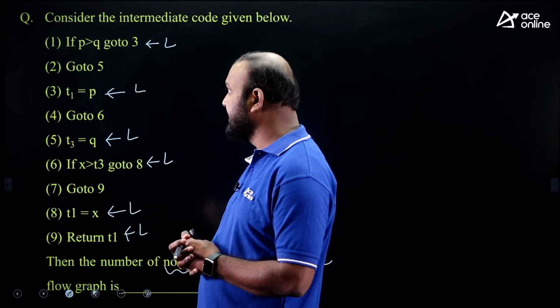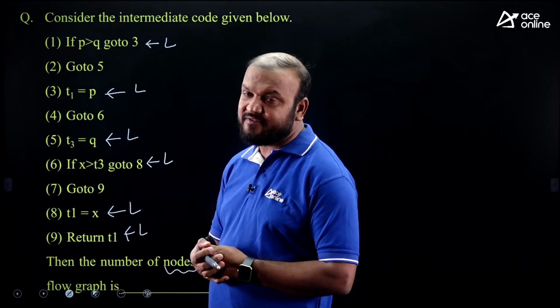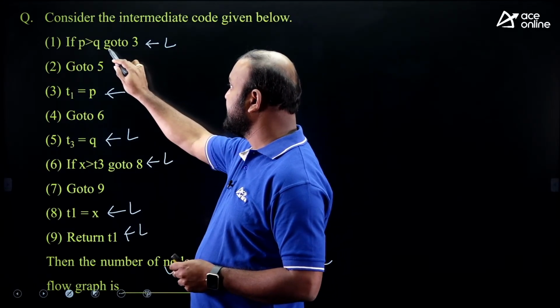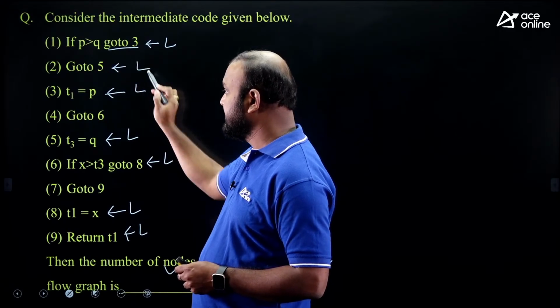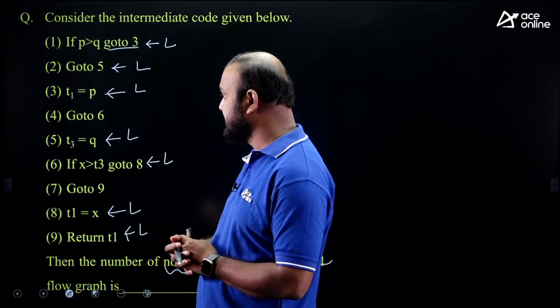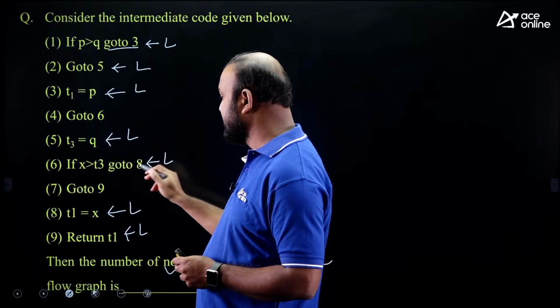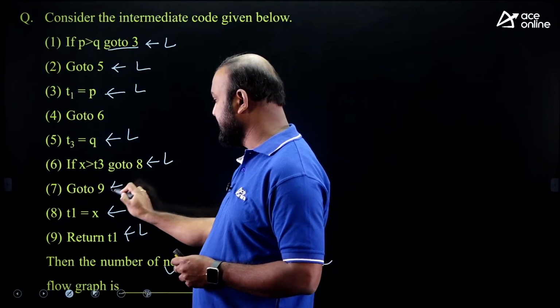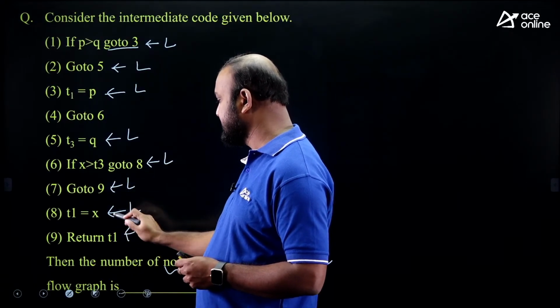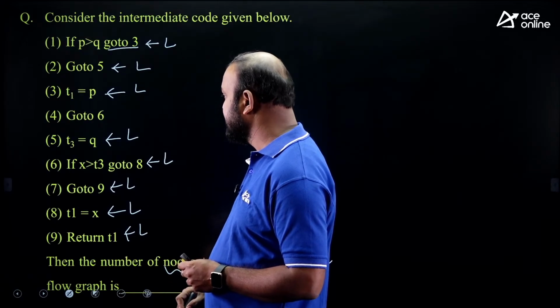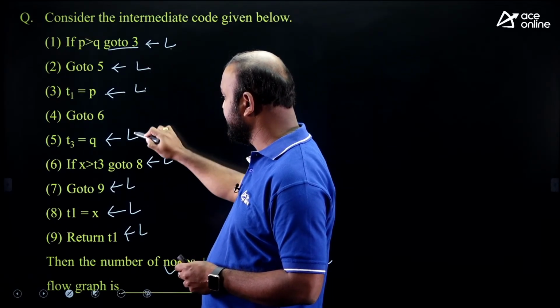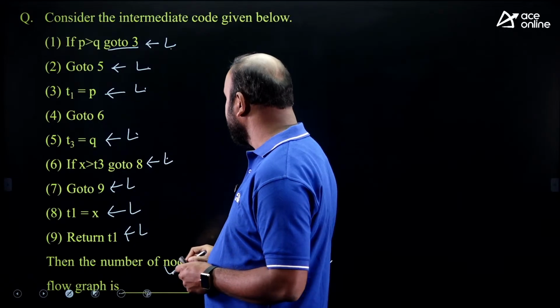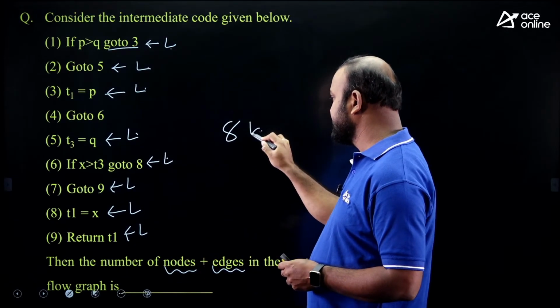And the statement immediately after a go to is also a leader. This is a go to statement, its immediate next statement is a leader. This is a go to statement, its immediate next statement is a leader, already there. That's it. So how many leaders? 1, 2, 3, 4, 5, 6, 7, 8. Eight leaders means eight basic blocks. Simple.